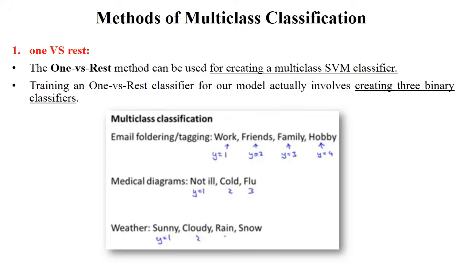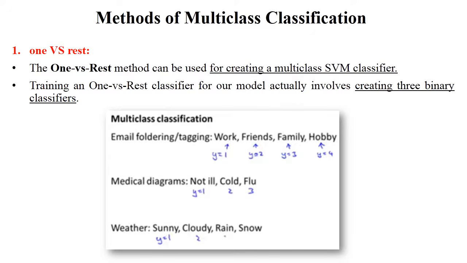So how many classes are there? There are a total of four classes: work, friends, family, and hobby. So one versus rest generates four classifiers for the four classes. Again, for example, in medical diagnosis: cold, flu, not ill. There are a total of three classes, so one versus rest generates three classifiers in this way.